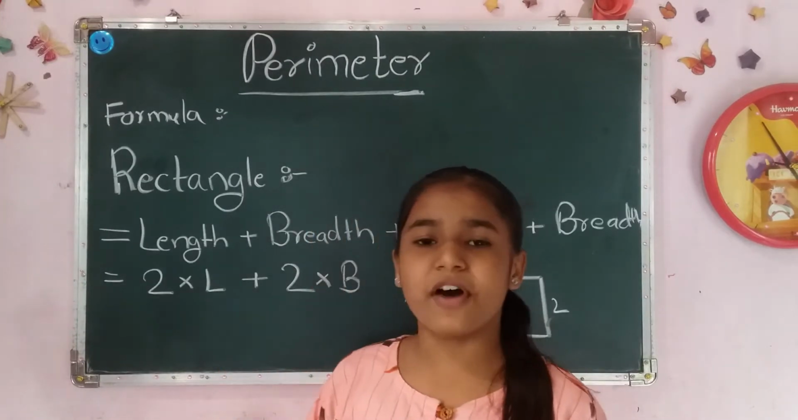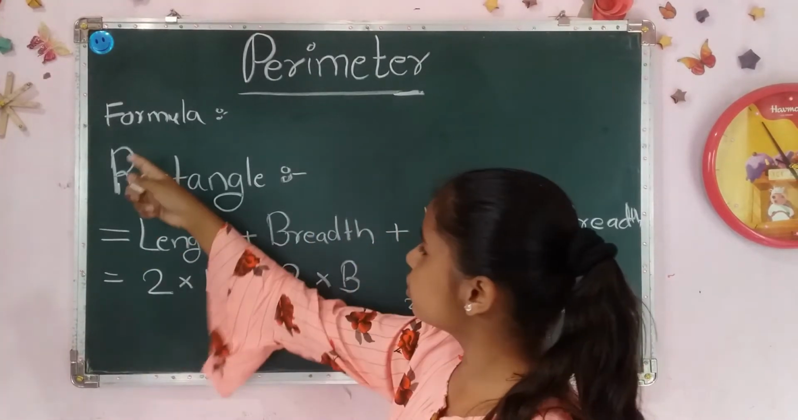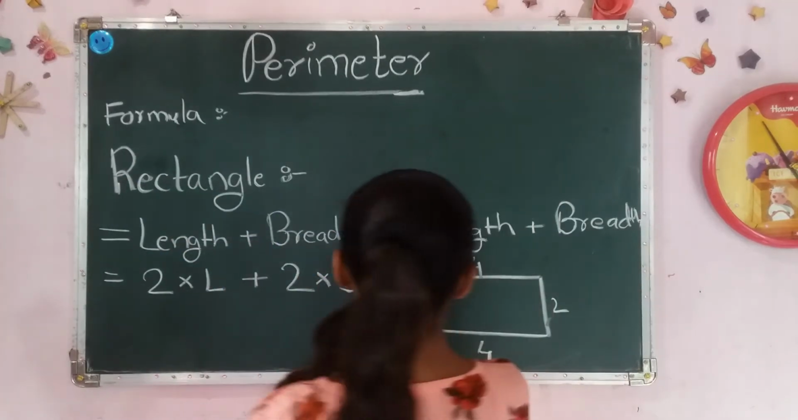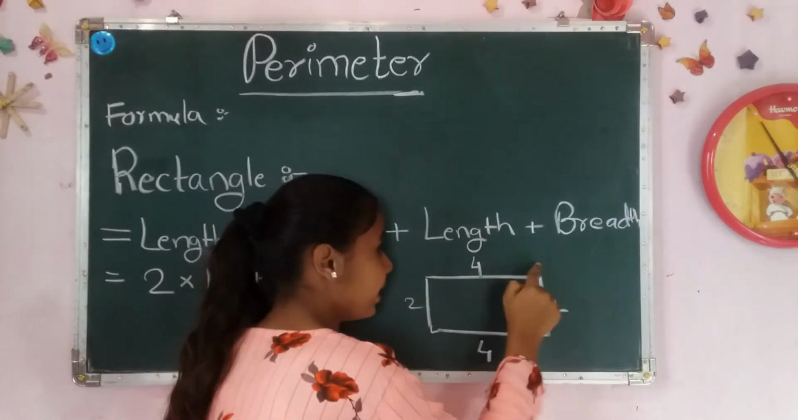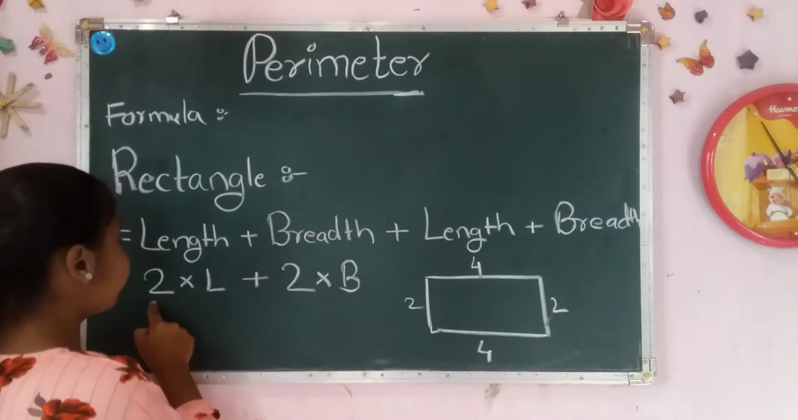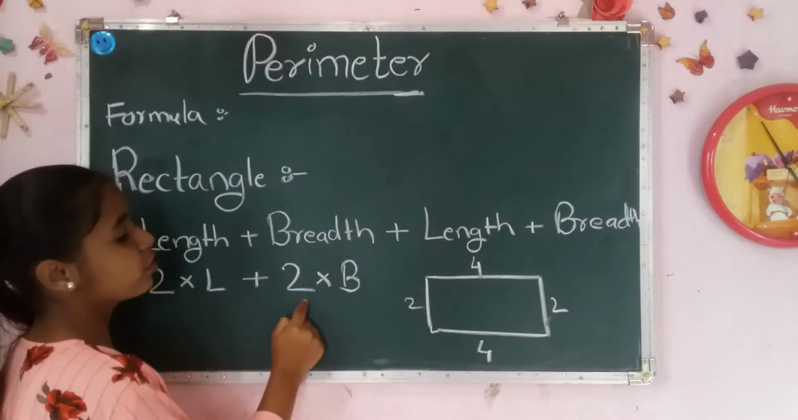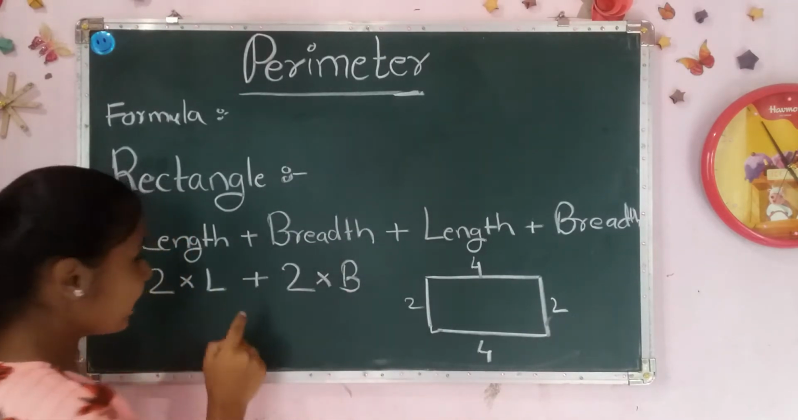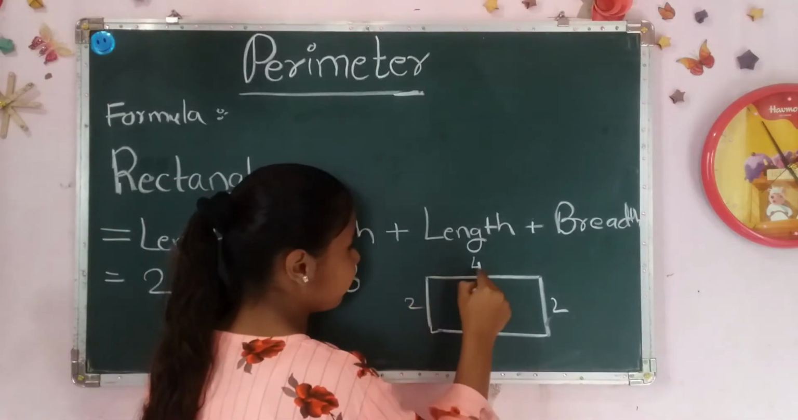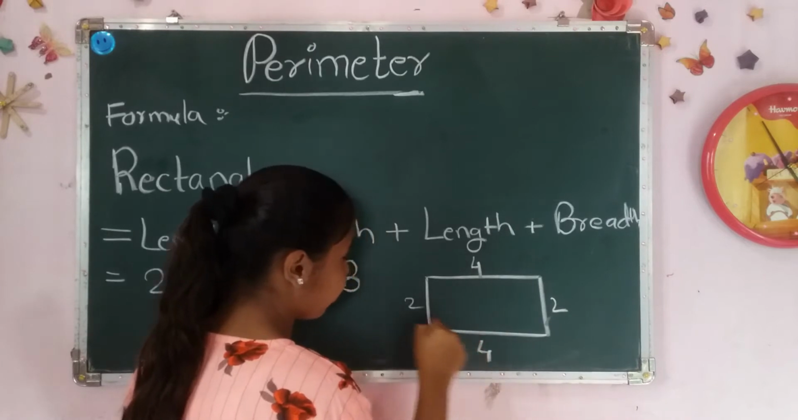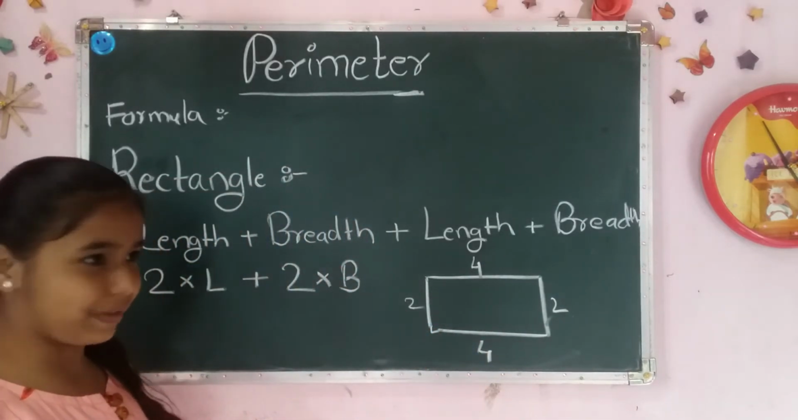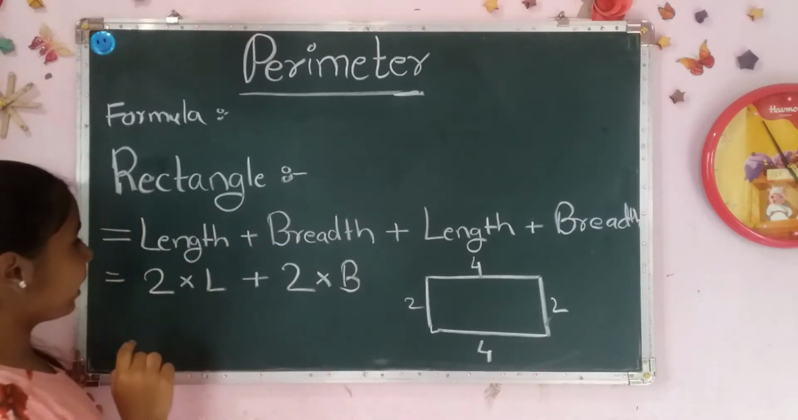So let's take the formula of a rectangle. The formula of the rectangle is length plus width plus length plus width. Simply, 2 multiplied by length plus 2 multiplied by width, meaning 2 length, 2 width. So the formula is 4 plus 2 plus 4 plus 2. The formula of the rectangle is so simple.